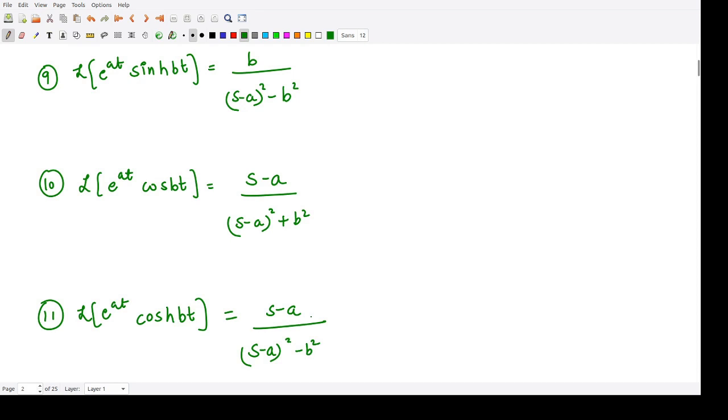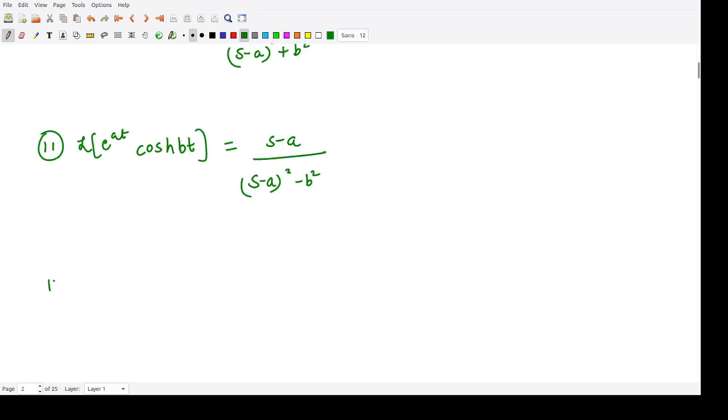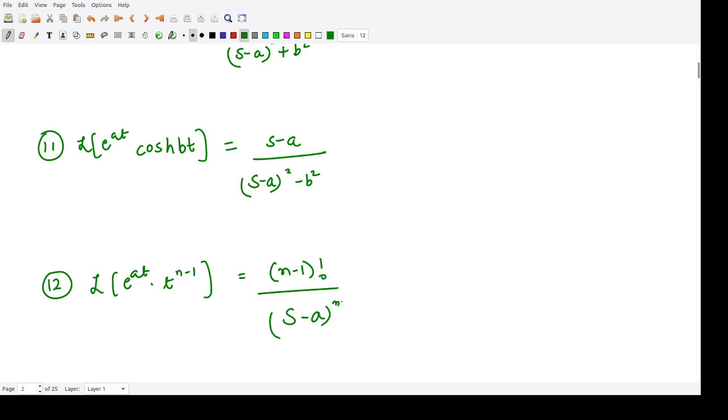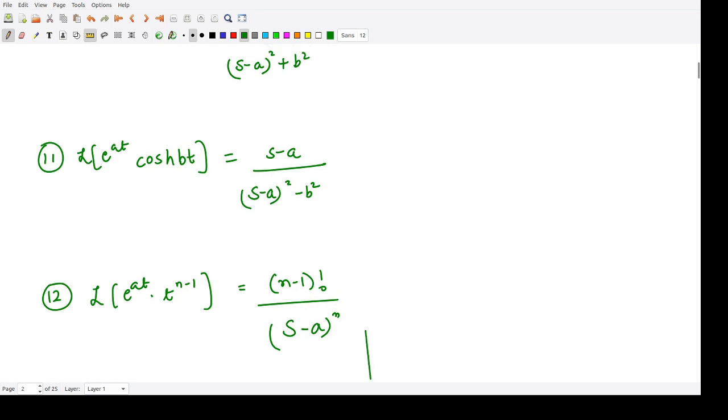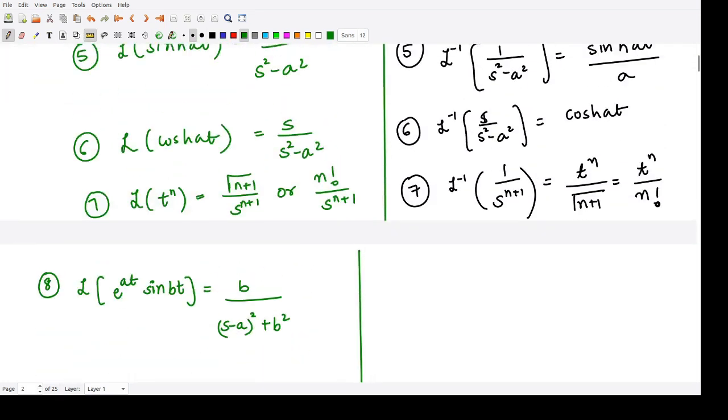And then the last shifting property, applied on e to the power at into t to the power n minus 1, is equal to n minus 1 factorial divided by s minus a raised to power n. So corresponding to these, we can write the inverse Laplace transform. So what are those?